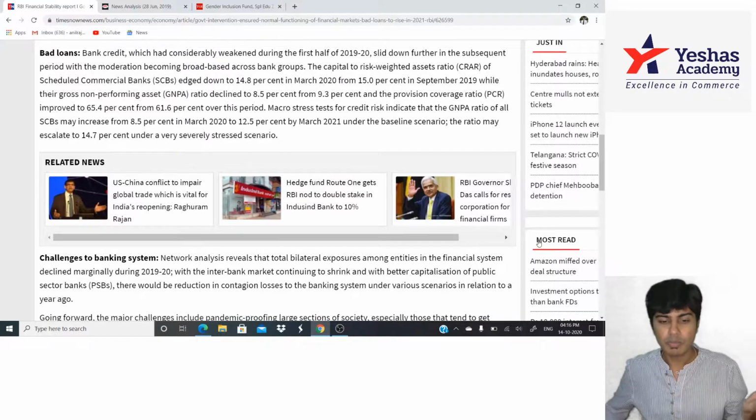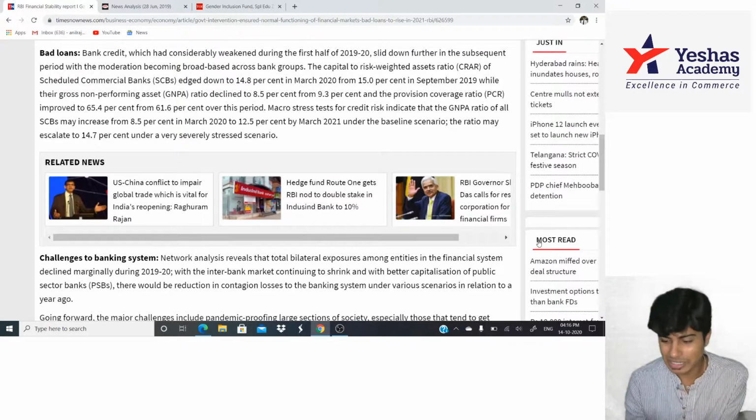You guys get that? However, in 2019-20 all by itself, the economy had slowed down a little and weakened, the bank credit had fallen, and it slid further down in the later part, in the next six months of 2019-20. Okay, this is the critical part. This is what I was trying to ask you people to focus on.